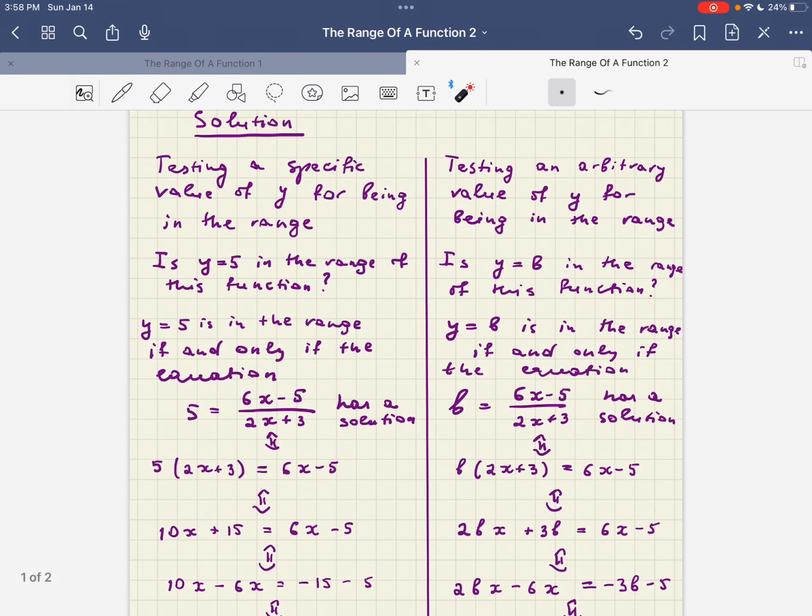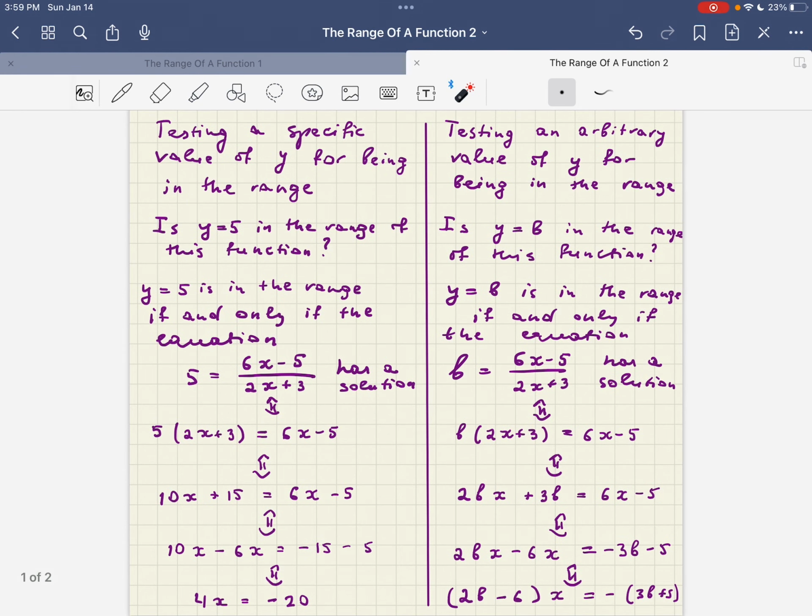In other words, y equals 5 is in the range of this function precisely when the equation 5 equals (6x minus 5) divided by (2x plus 3) has a solution. We can now proceed to solve this equation. Multiply both sides by 2x plus 3. 5 times (2x plus 3) equals 6x minus 5. On the left-hand side, distribute 5. 10x plus 15 equals 6x minus 5.